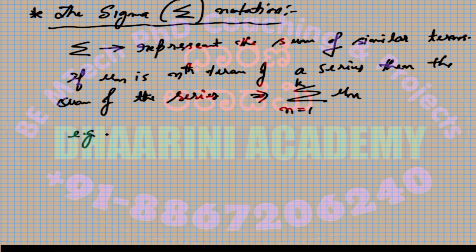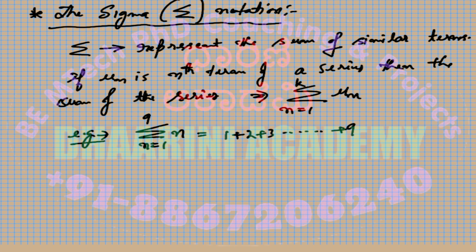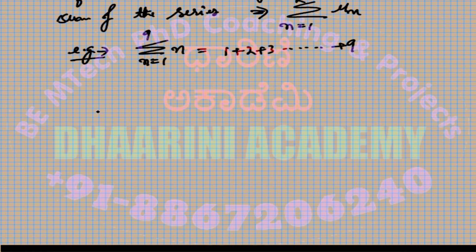Example, you can write summation n is equal to 1 to 9, it is n itself. This is basically, put n equal to 1, it is 1 plus 2 plus 3. Put n equal to 9, you have until 9. Okay, all right. Now, let us look at the various properties of the sigma notation, right? The properties.